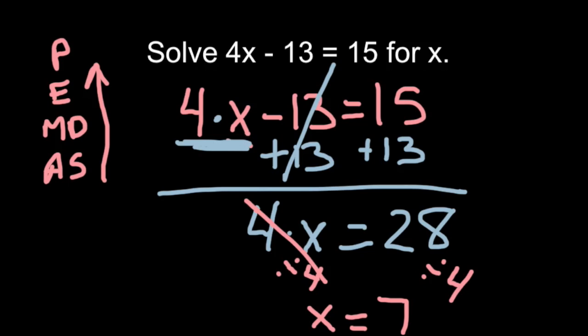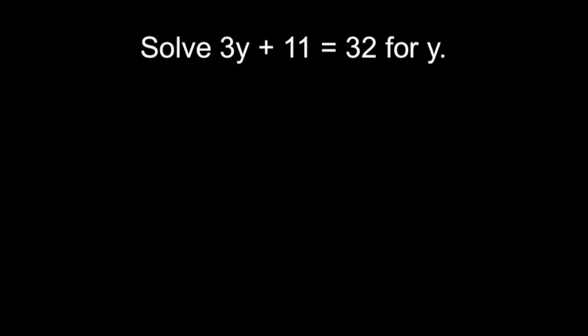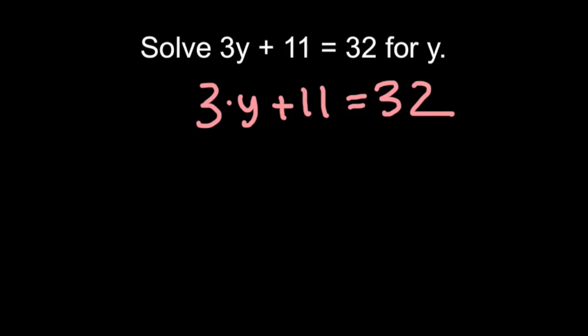Now let's check our work. X is 7, so we go 4 times 7 minus 13. Order of operations: 4 times 7 happens first, so 4 times 7 is 28. 28 minus 13 is 15. So we know that we found the correct answer. X is 7. Alright, so now this one we've got 3 times y plus 11 equals 32. We need to solve for y.